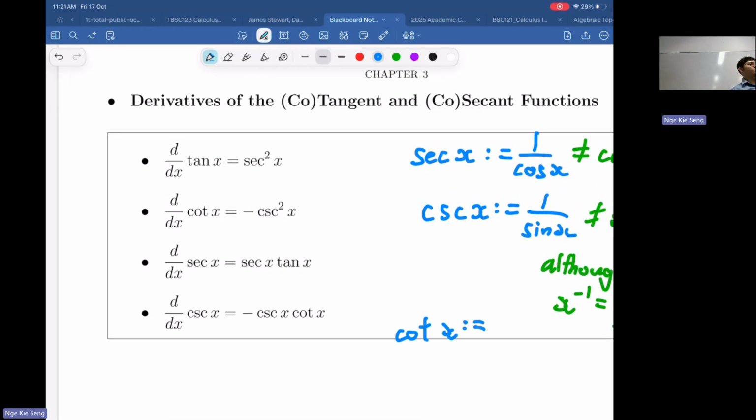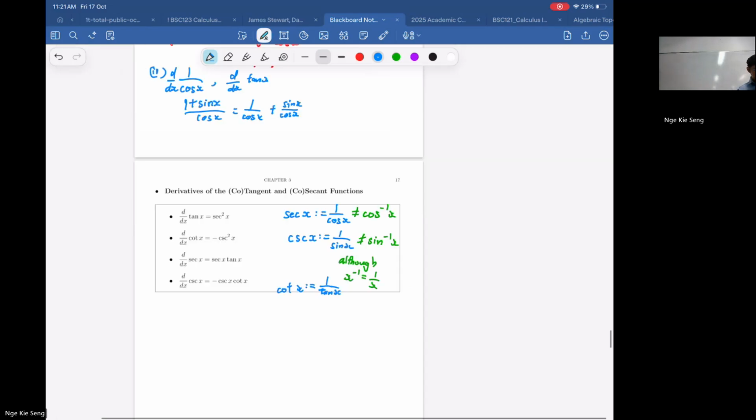Cotangent x? Anyone know? 1 over tangent. Good, very good. Okay, so you get minus cosecant square x, and then if you differentiate secant x, you get secant x tangent x. And then if you differentiate cosecant x, you get negative cosecant x cotangent x. Actually, I think the most useful one is the first one only. The rest we seldom use.